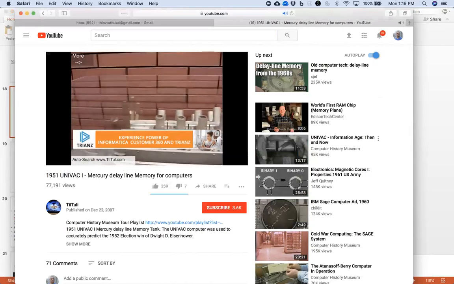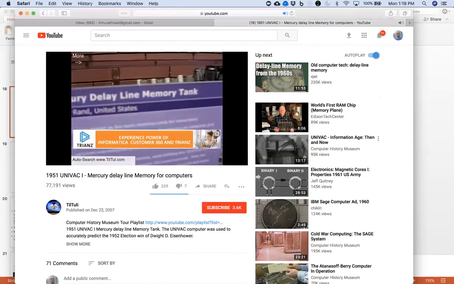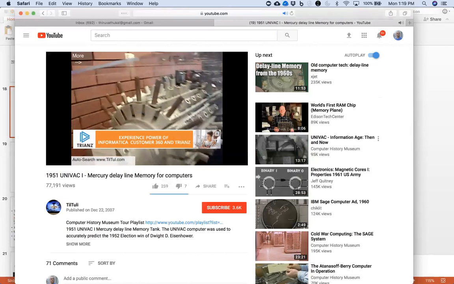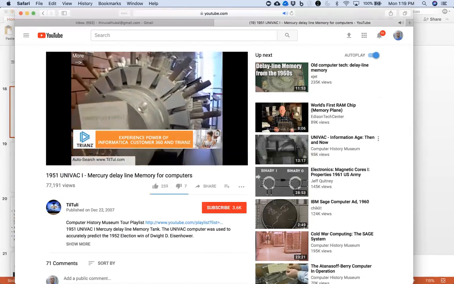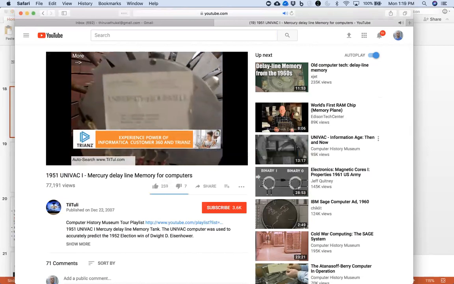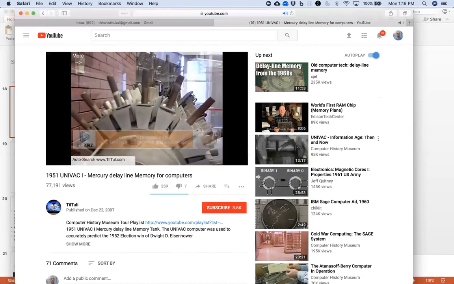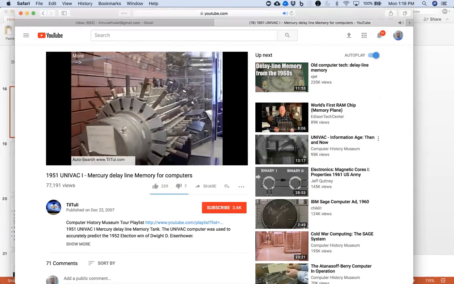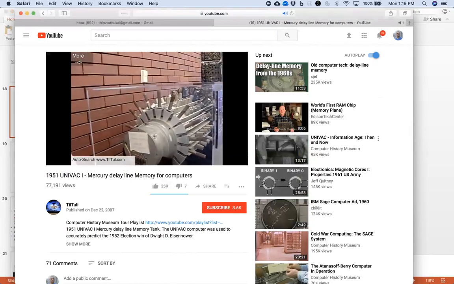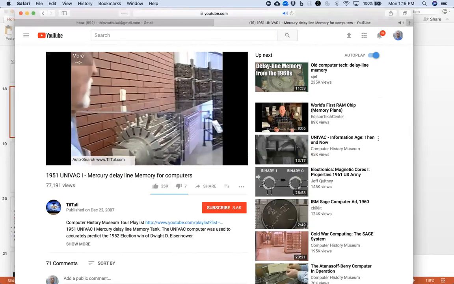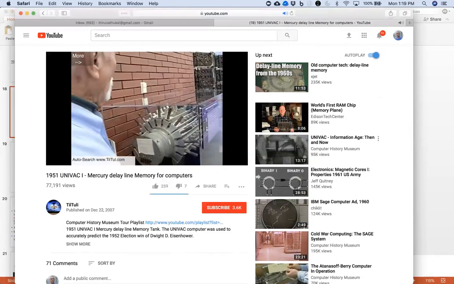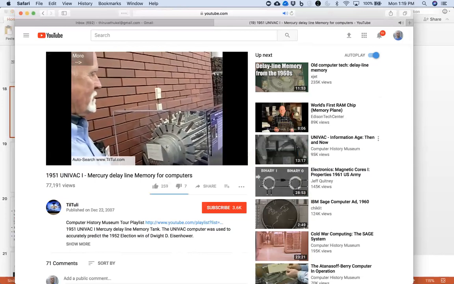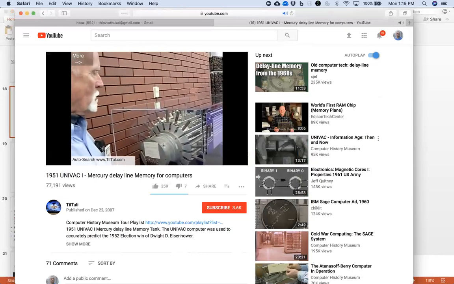An electrical pulse would be generated into a sound pulse, would ripple down the liquid mercury in the tube, be detected on the other end, be amplified and sent back to its origin. Point A to point B back to point A. The time it took to go from beginning to end and back to beginning, that delay was used and reformed into a type of memory that went into the calculations for the problem being solved at the moment.